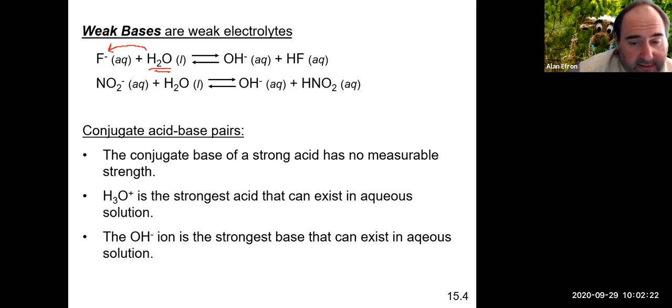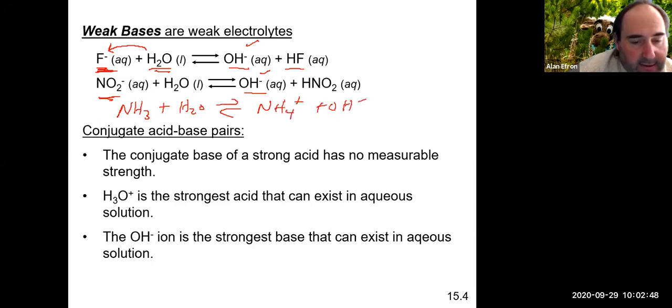When it does, it gives us HF and OH minus. Again, in this case, most of the time it's going to be hanging out with these guys, but it will produce a little bit of hydroxide. And because it's able to produce a little bit of hydroxide, we do get it to be a base. So NH3 is an example of a weak base as well. When NH3 reacts in water, it makes NH4 plus and OH minus.